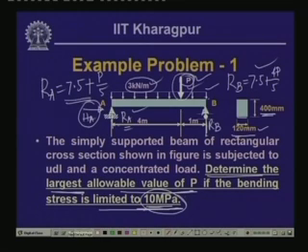Now, let us look into how we compute the maximum bending moment. When you have this particular beam with a hinge support and a roller support, and a uniformly distributed load acting over the entire span along with the load P over here, there could be two cases, since we do not know the value of P.